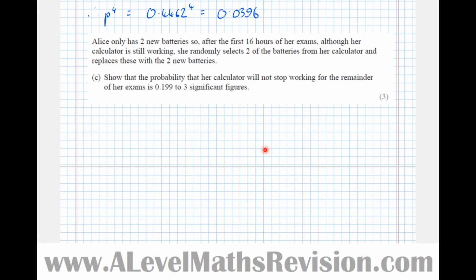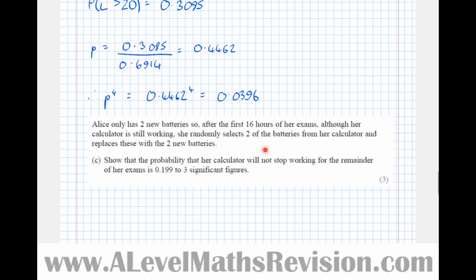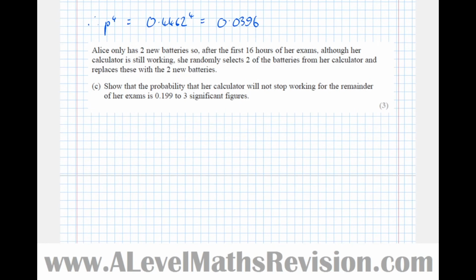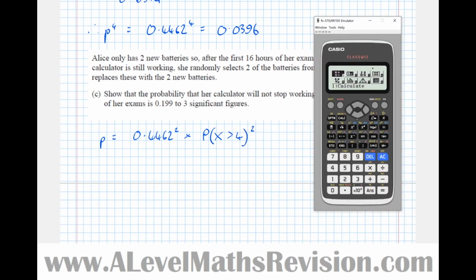Right, so there's a couple of things that will need to happen here. So we're using 2 of the old batteries all the way through. So we need this to happen not 4 times, but twice. So P equals 0.4462 squared. So as I said, 2 of the original batteries have to last all the way through. So that's the initial probability twice rather than 4 times. However, we want the 2 new batteries each to last more than 4 hours. So let's calculate the probability of a battery lasting more than 4 hours.